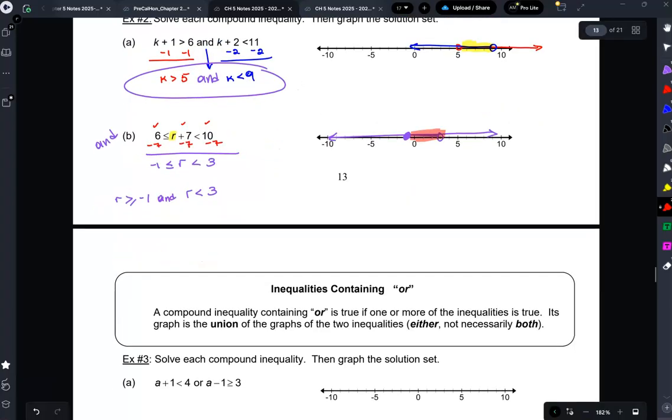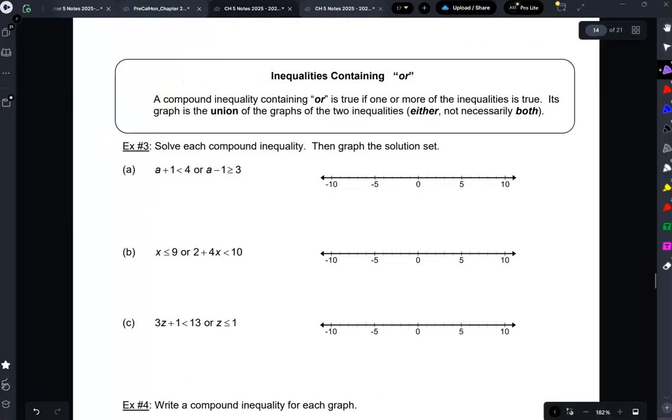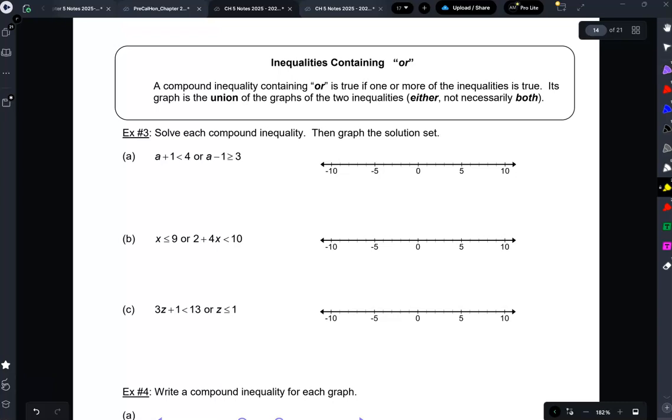So here, can we list all of the integers, all of the whole numbers that are in this region? What's the first one that's in this region? The overlap region. Negative 1, what else? 0. What else? 1, 2, and 3, right? Okay, good. So now, what if you have an or?